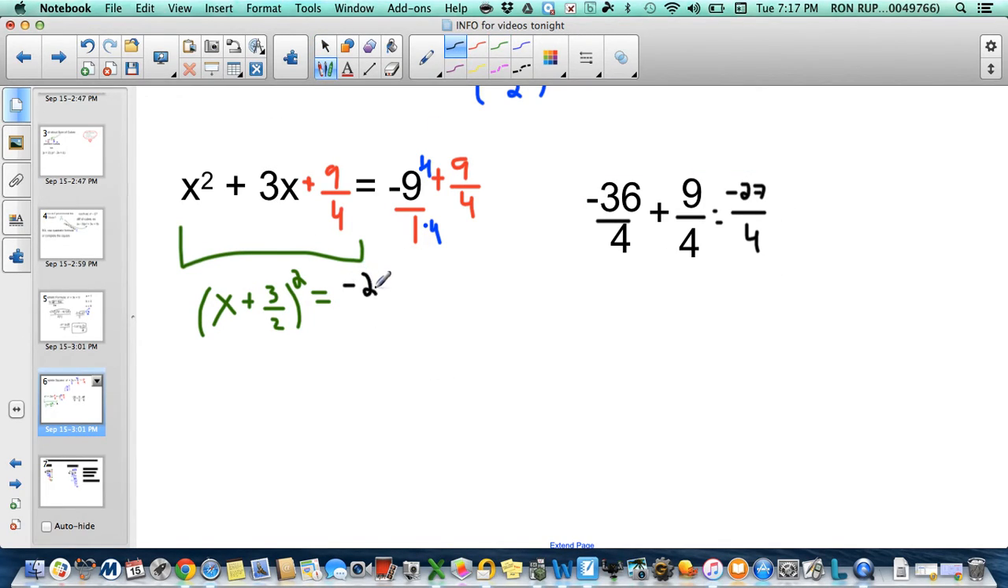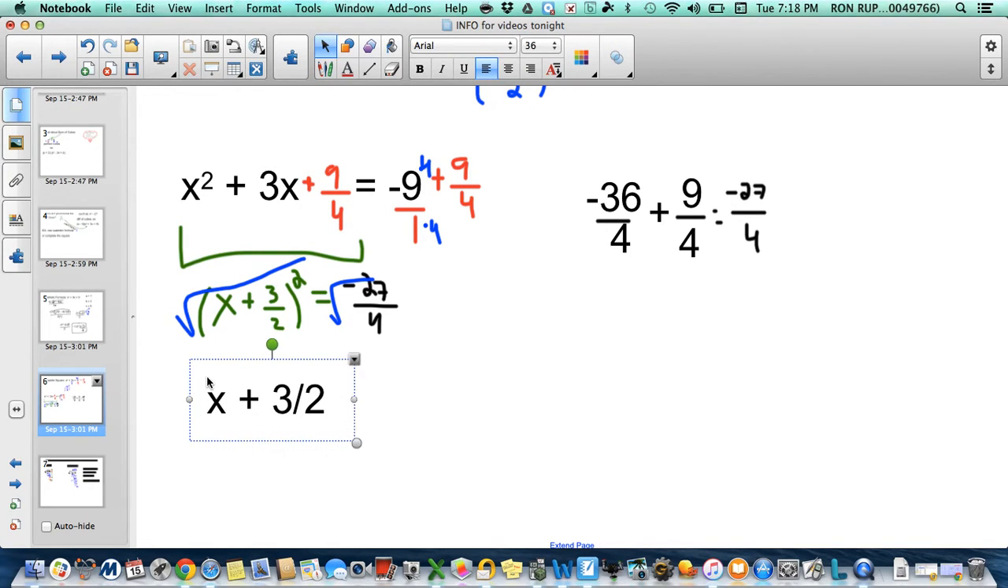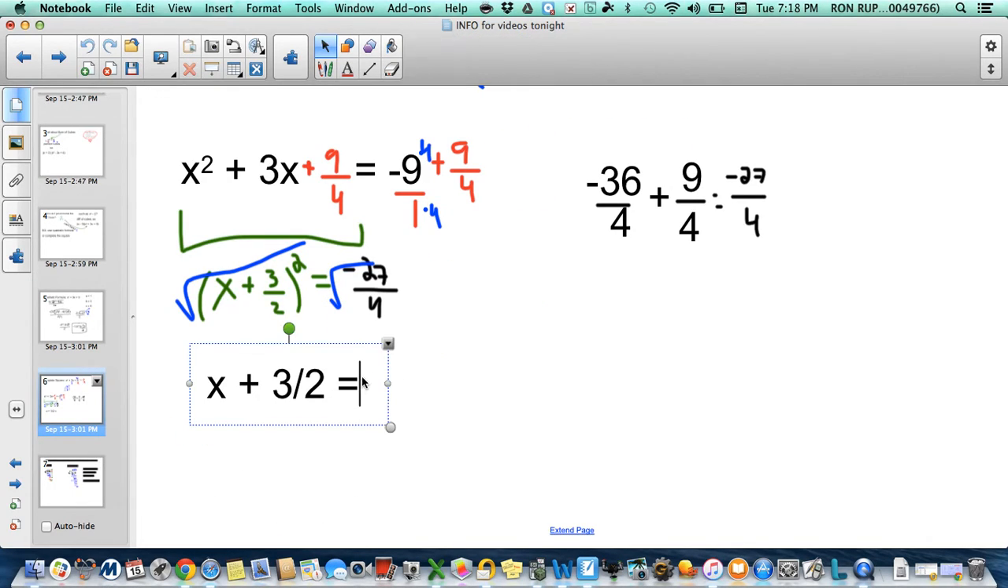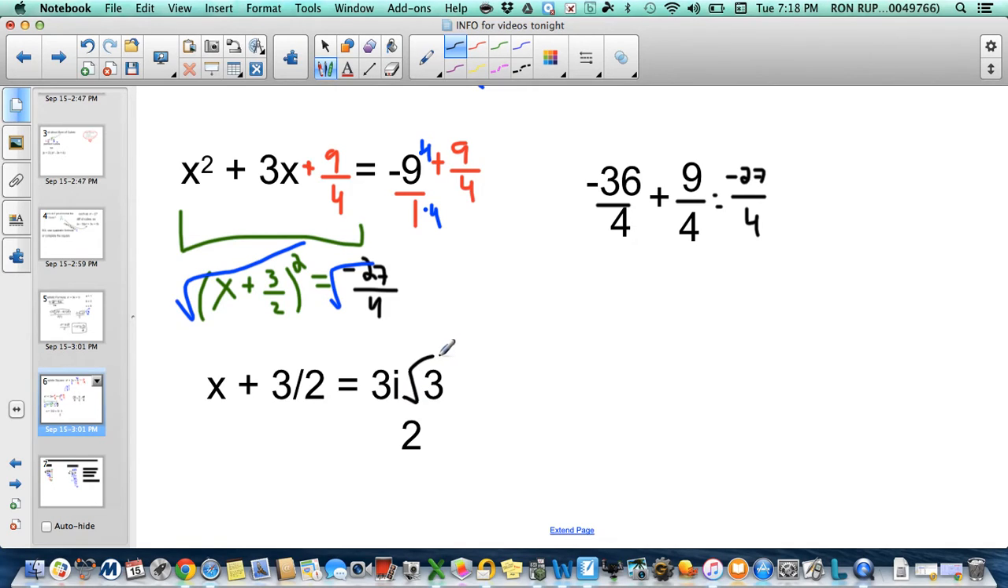Equals negative 27 over 4. And so now to solve, we take the square root of each side. And so now that's going to become x plus 3 halves equals the square root of negative 27 over the square root of 4. But we just found out that the square root of negative 27 is 3i square root of 3. So we know that it's going to equal 3i root 3, all of that over 2. And remember, when you take the square root, you're going to get a plus or minus. The square root of 4 is 2.